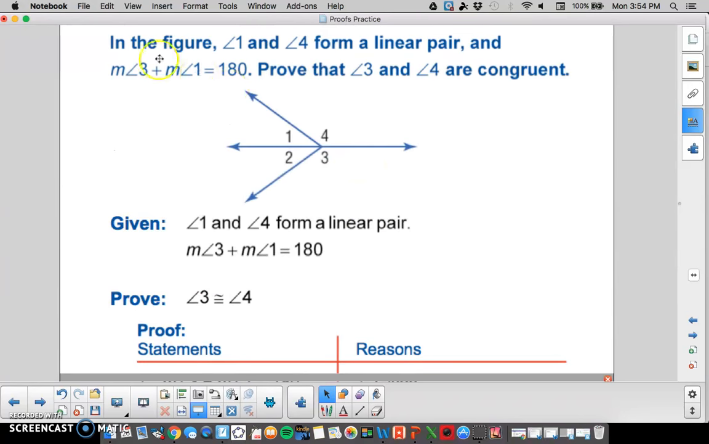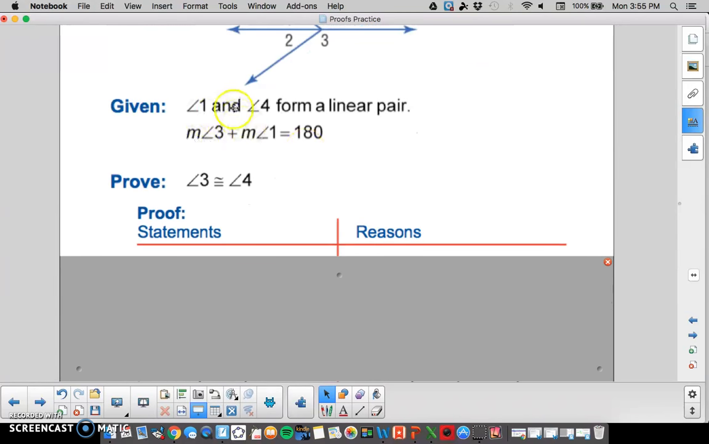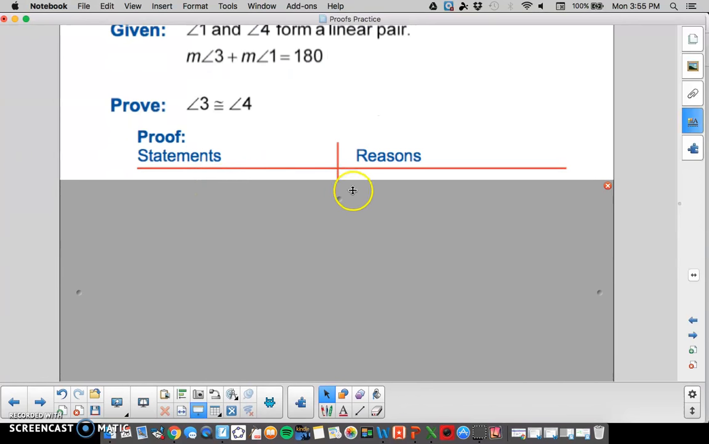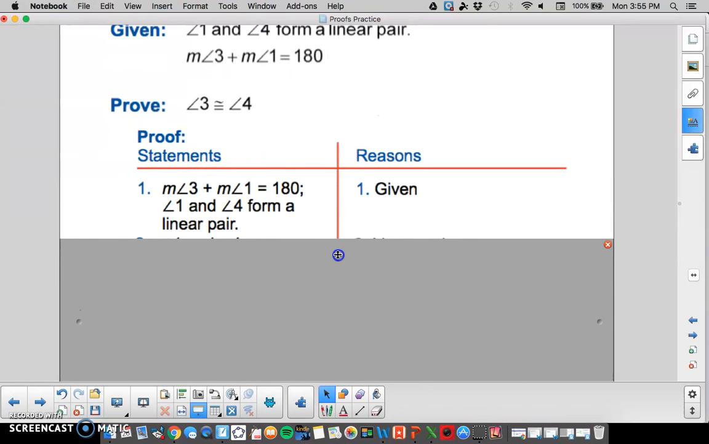Okay? So in this figure here, angle 1 and 4 form a linear pair, and 3 and 1 are supplementary. Prove that angles 3 and 4 are congruent. So here's what we know. Here's what we're trying to show. We're starting with our given information. Measure of angle 3 plus the measure of angle 1 equals 180, and 1 and 4 form a linear pair.